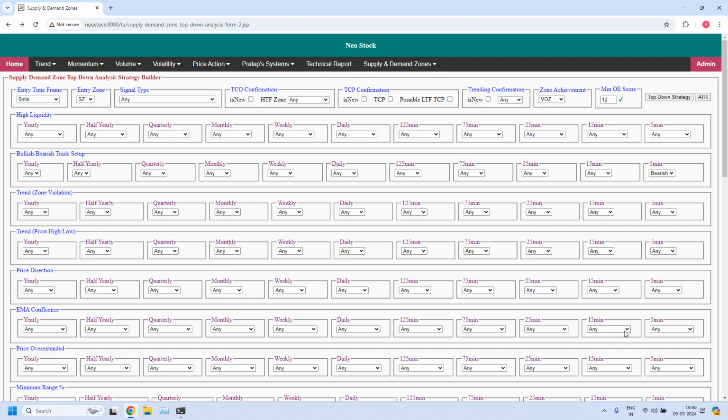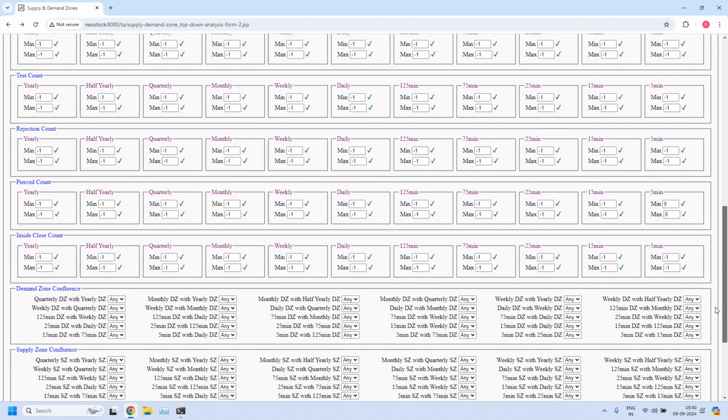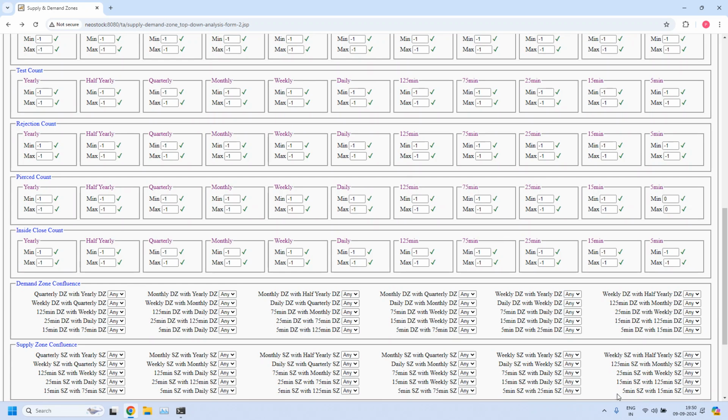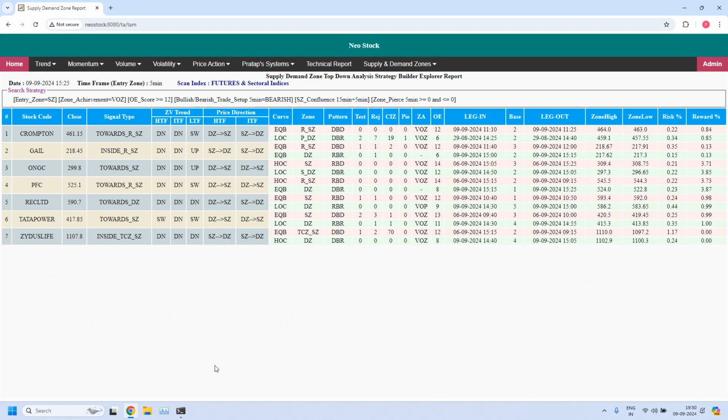So I am going back. In the supply zone confluence, looking for 5-minute supply zone with 15-minute supply zone confluence. I am enabling the filter. Now let's verify. Now 7 stocks. All these 7 stocks are having confluence with ITF time frame. That is, a 5-minute zone is part of the 15-minute zone.